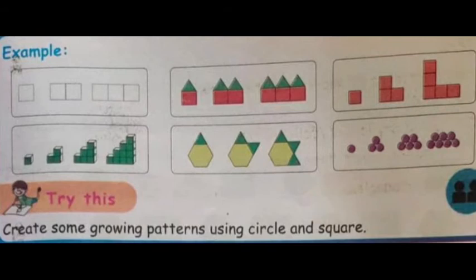So look at this second design, how it is. It is like a house, isn't it? Like a hut. So first is one house, second is 2 houses, and third is 3 houses, and the fourth is 4 houses. Like that, it keeps on growing, isn't it? Just observe all the patterns of the growing pattern. Now you will understand easily.